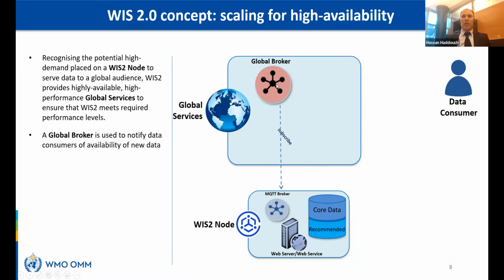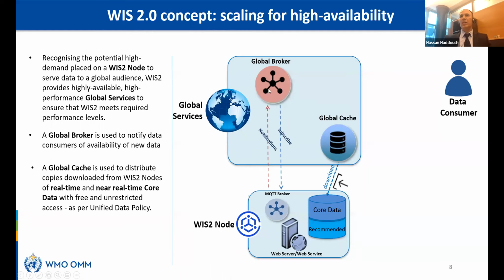And then the global broker subscribes to the WIS2 node, and it will receive notifications of new data. This notification will be used by the global cache, which is used to provide at least 24 hours of cache for the core data. The global cache downloads the data from the WIS2 node, and the global cache also sends the notification to the global broker.